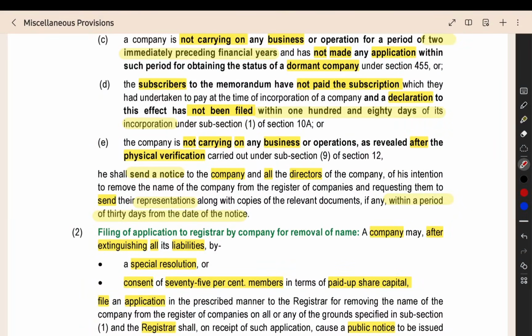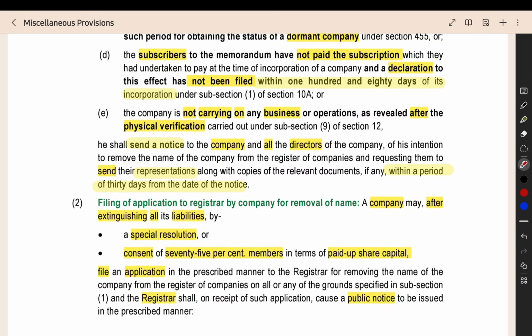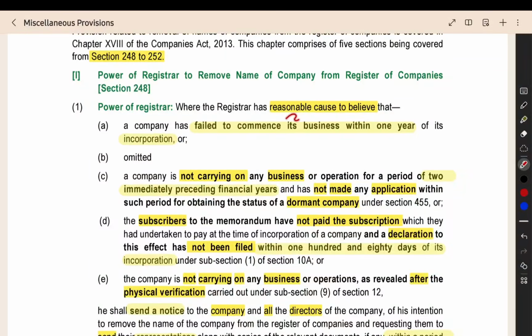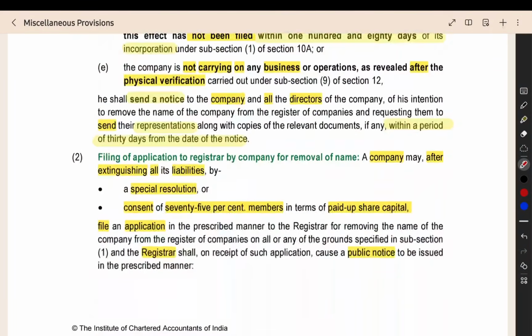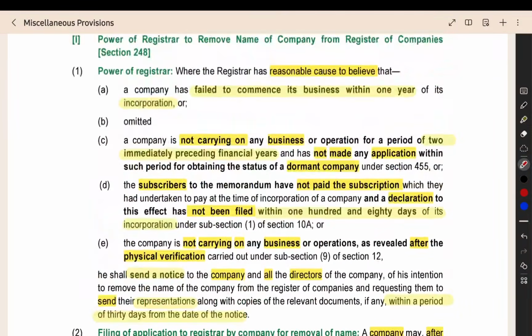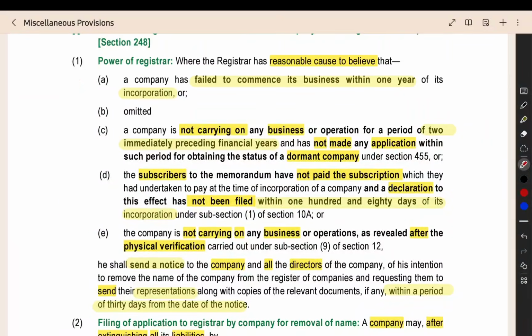Then, the company is not carrying on business. How does the registrar know this fact? The registrar does some physical verification, and in that physical verification, at the location registered with the registrar, the company is not carrying on the business. Then also this will be covered under causes to strike off the name of the company. Now, when these reasons are established, the registrar will not directly strike it off.